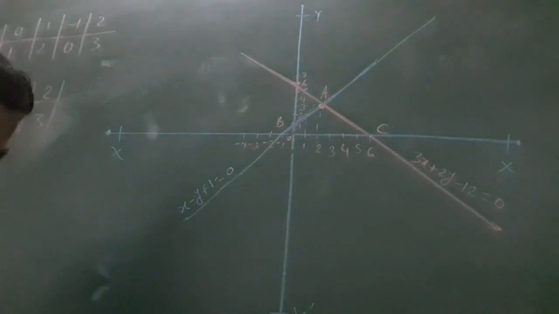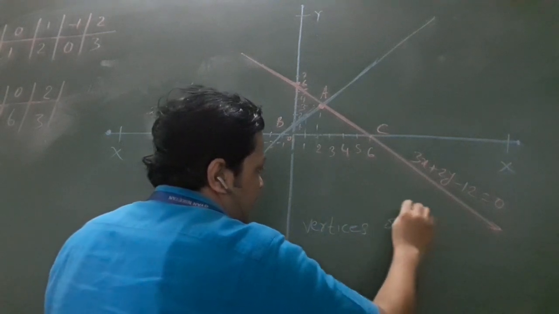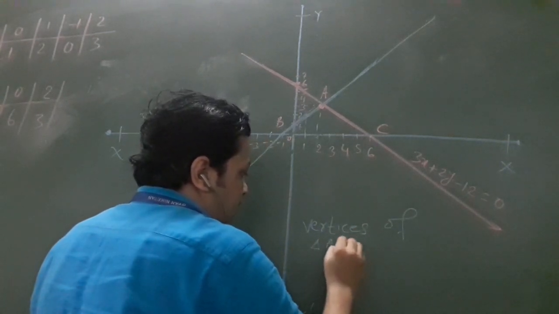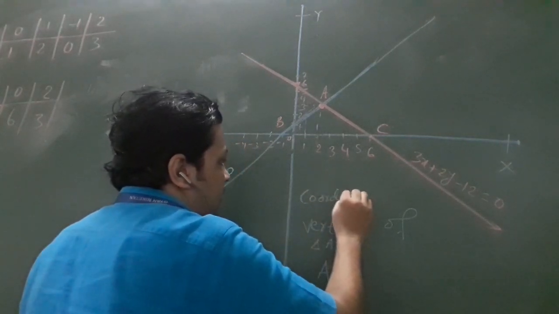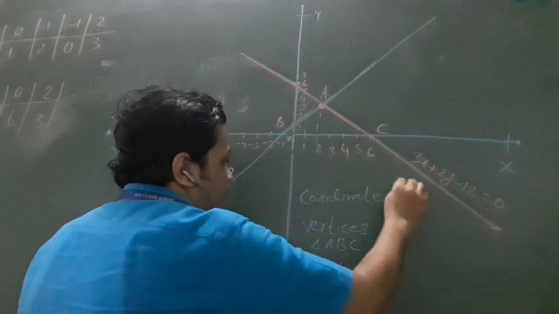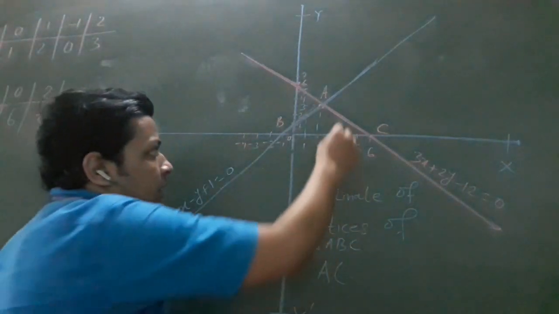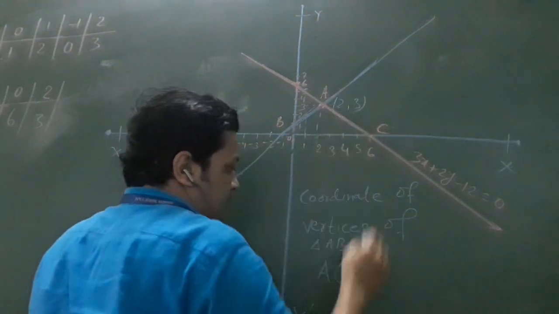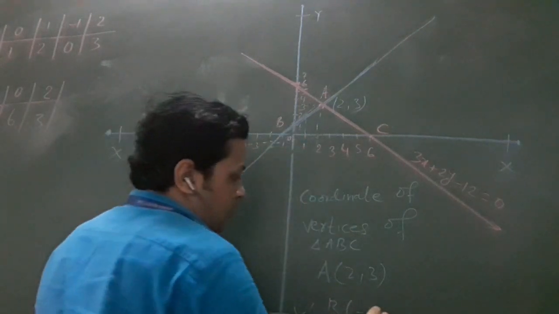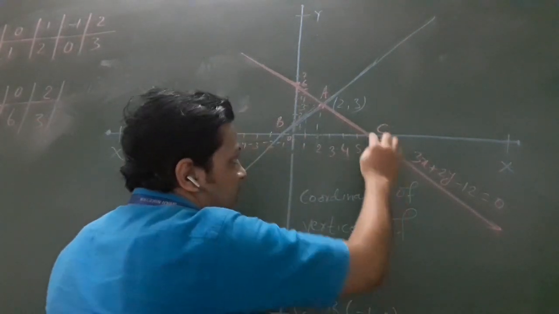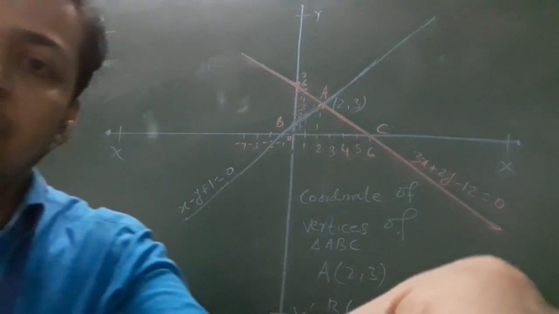Now the coordinates of the vertices of triangle ABC. A is this point, 2 and 3, x is 2, y is 3, that's why I have written 2 and 3. B is minus 1 and 0, C is 0 and 6. Got it. C is 0 and 6.